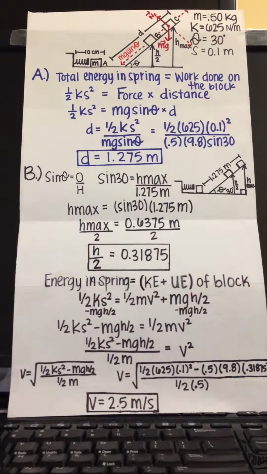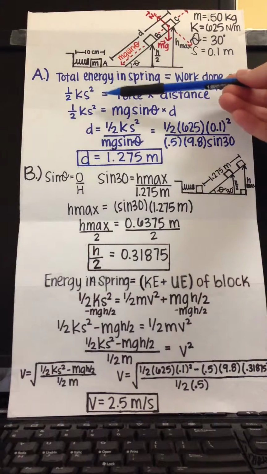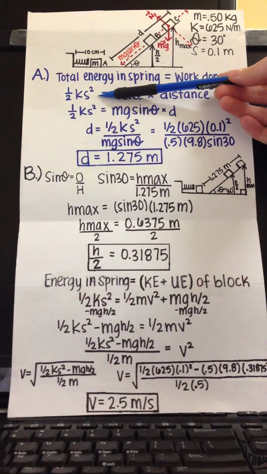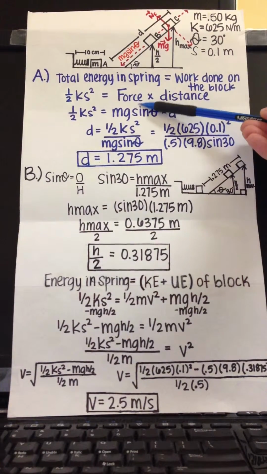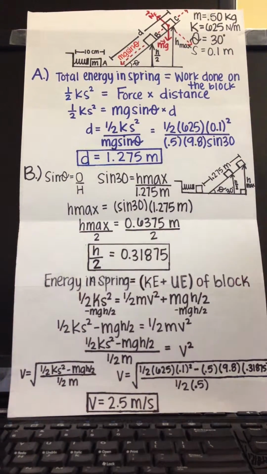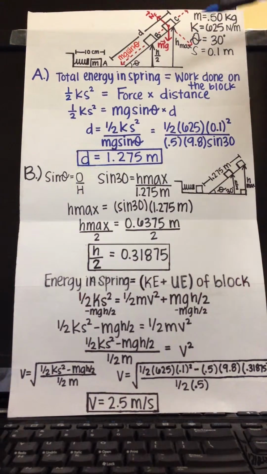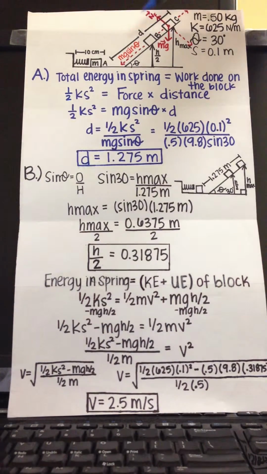So I use my potential energy of a spring equation, 1/2 ks squared, and set that equal to force times distance, because work done is force times distance. And I know that we're solving for distance, so I have to find the force. I labeled all my forces acting on the block, and I had to resolve my x component of the incline to find the force acting in the x direction, which would be mg sine theta.